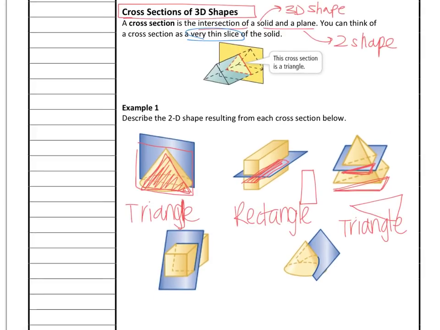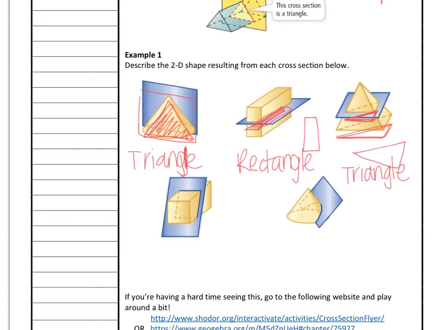Okay, the next one, we are cutting a rectangular prism along a diagonal. And I know it seems like this shape comes out to be a parallelogram just because it's like tilty, but this is in fact a rectangle. And I'm going to show you in just a minute why it's a rectangle by using some of the websites below.